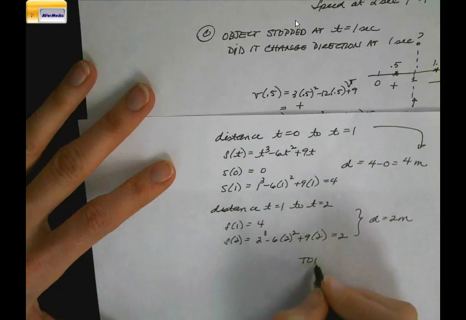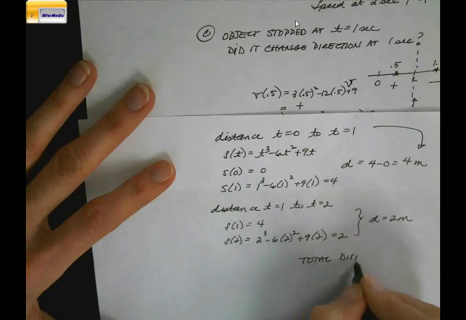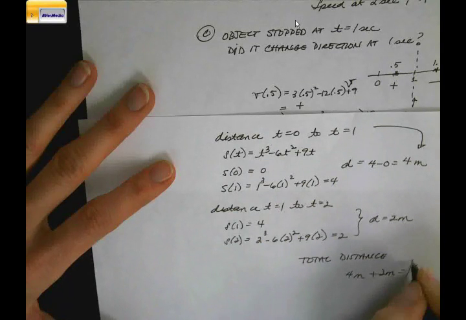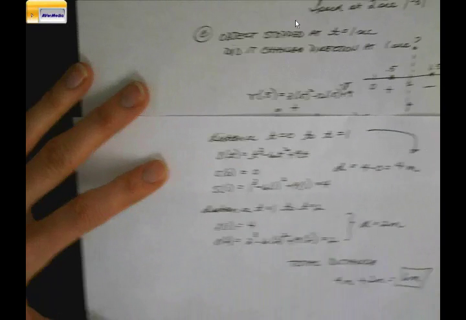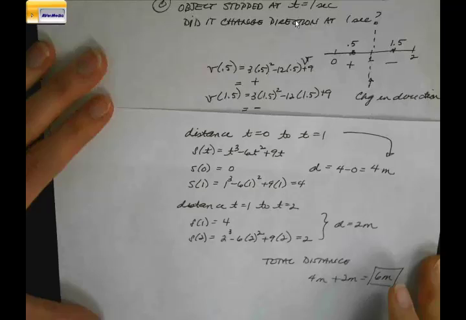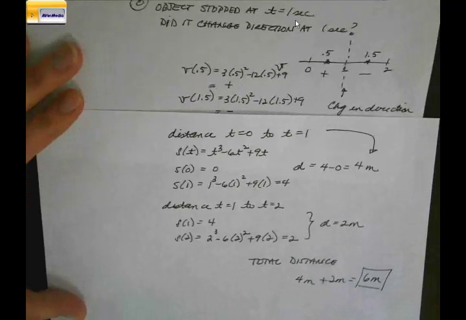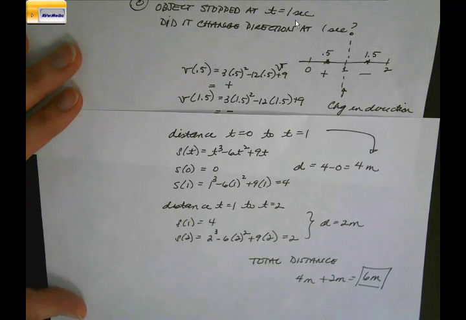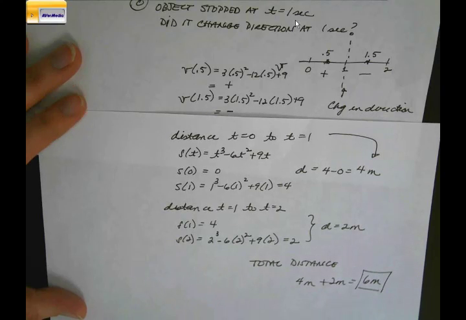So total distance traveled would be 4 meters plus 2 meters, which is 6 meters. That's probably your hardest question, because you're going to have to start off by determining if this object changes direction or not. And then you jump in there and you have to go through all this computation to get the distance going backwards as well as the distance going forward, which is not the same thing as displacement.